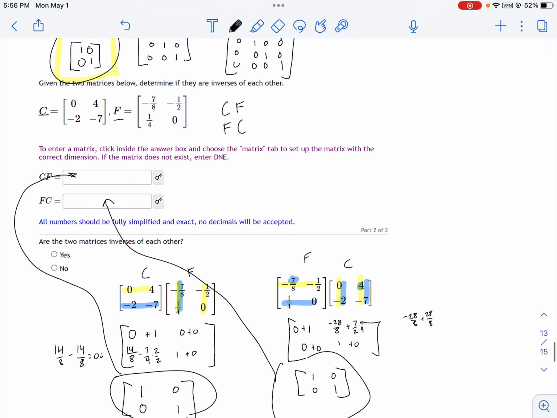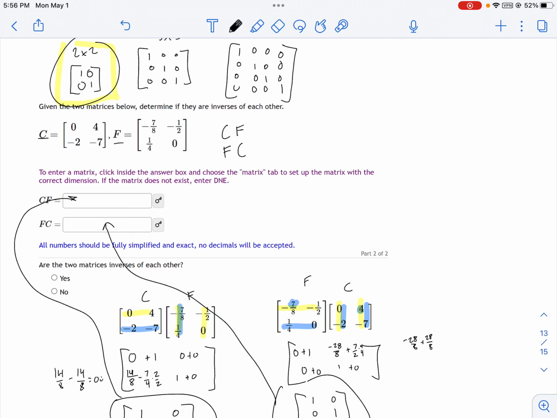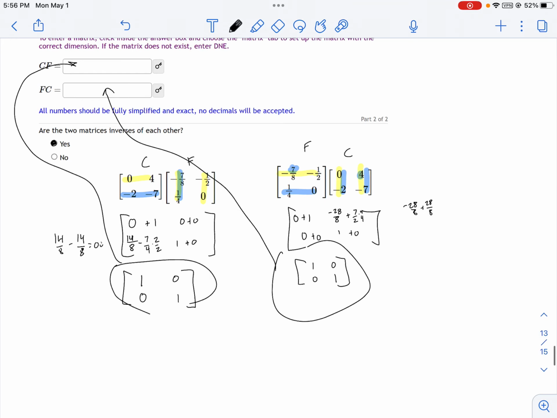And because they are both the identity matrix, when you go one way and the other way, we get the identity matrix both times. That means that they are, yes, true inverses of each other.